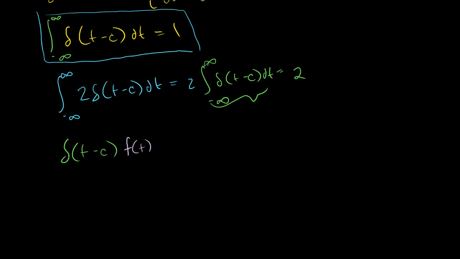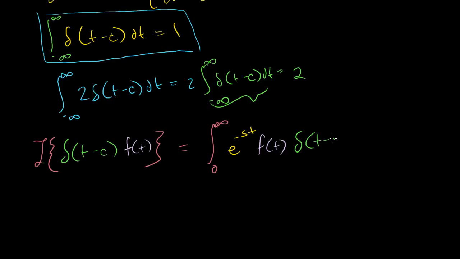So let's take our Laplace transform of this. And we can just use the definition of the Laplace transform. So this is equal to the integral from 0 to infinity of e to the minus st, that's just part of the Laplace transform definition, times f of t times our Dirac delta function, delta of t minus c, times dt.